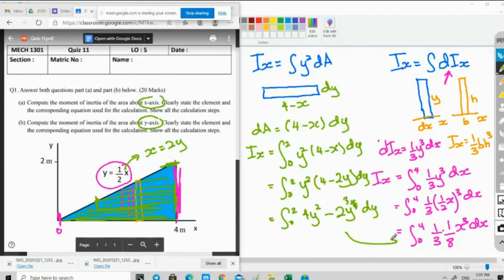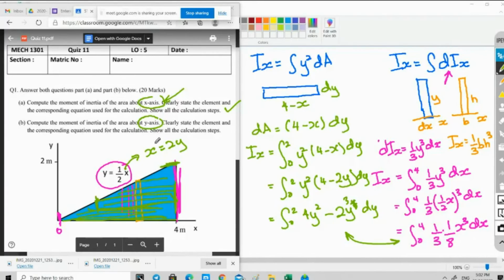So both ways will give you the same answer for Ix. So you do not need to repeat both things. I'm just showing what is possible to get for the moment of inertia about the x-axis, be it this element or this element. Both will give you the same answer. Of course, if you calculate to the end, you will have completed this part. But then you have to also calculate another one, which is the moment about the y-axis.